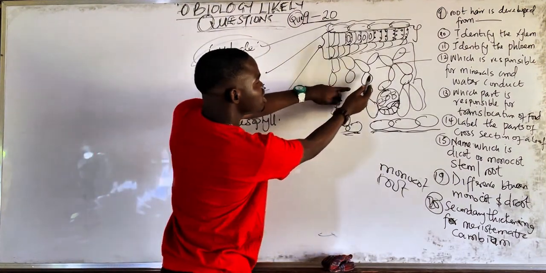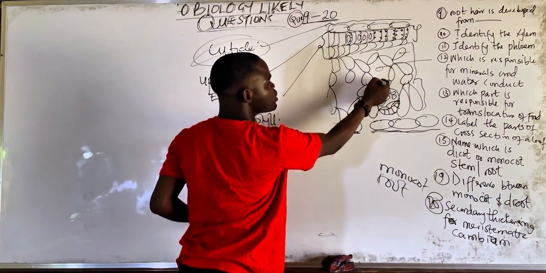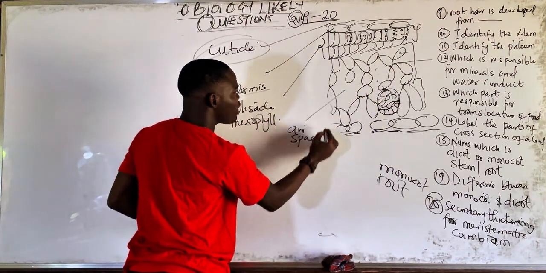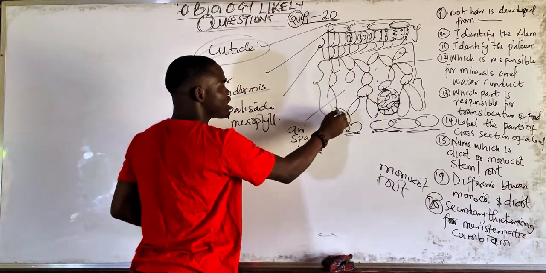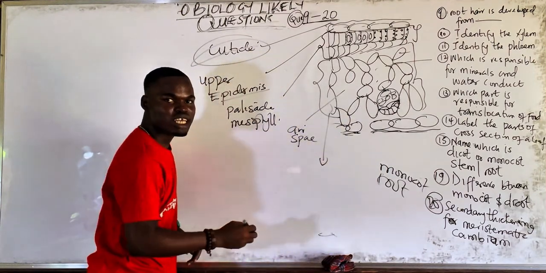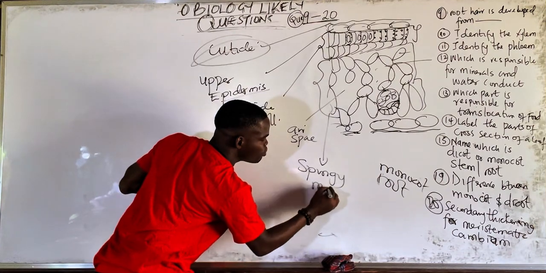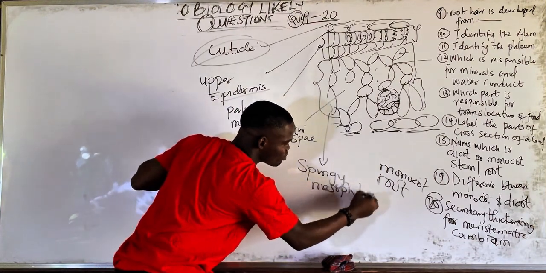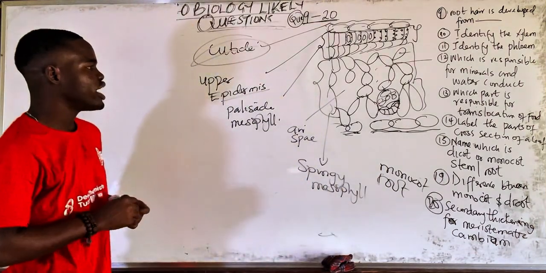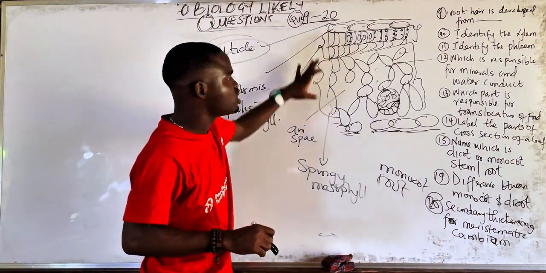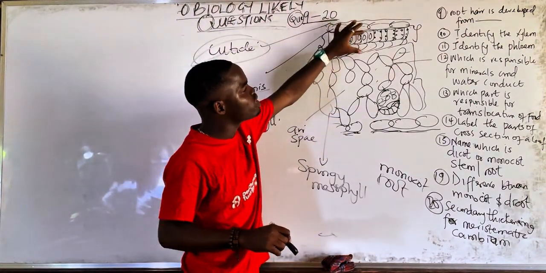You can see this. In fact, these are what we call the air space. So if I ask you, this part that is scattered is called what? What will you say? It's called the spongy mesophyll. Very easy. Spongy mesophyll, right? That means the whole of this, from palisade and spongy, they are all mesophyll. But palisade is because they are packed.